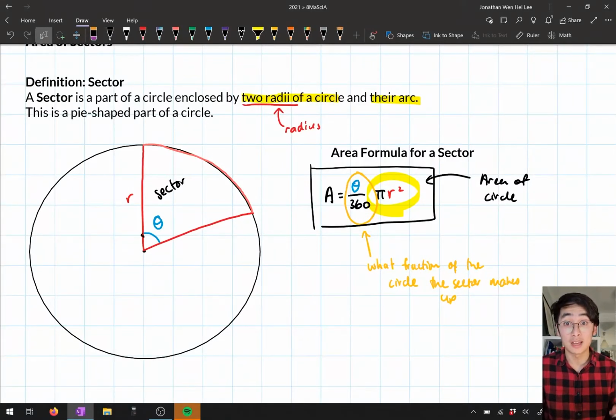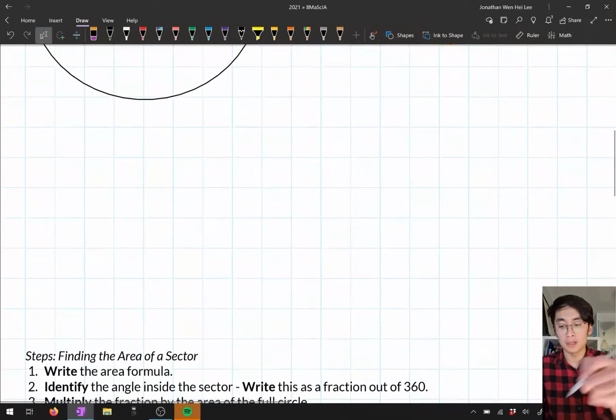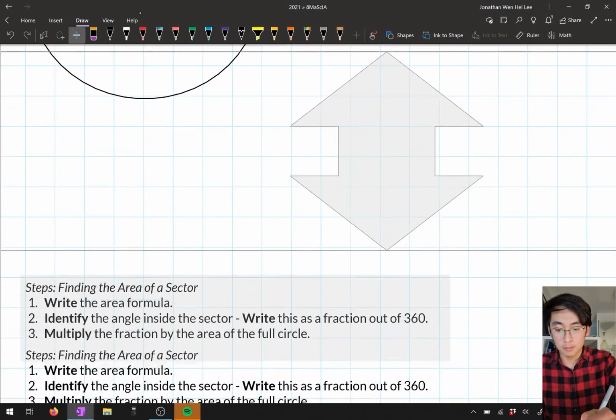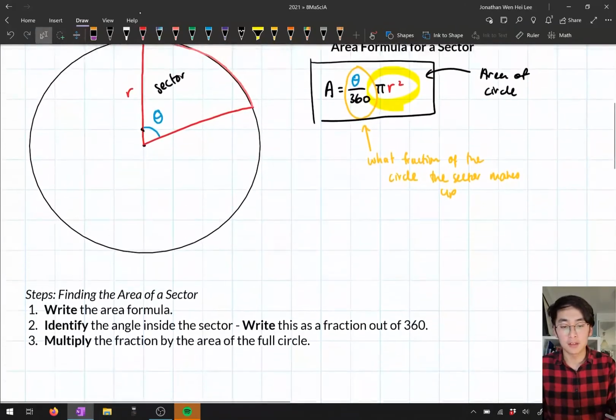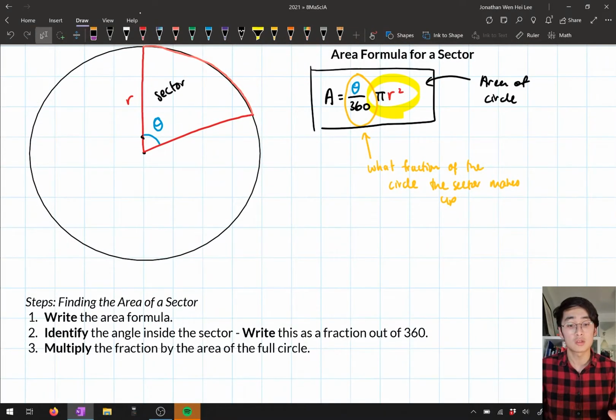So let's have a go with a couple of examples of this. Now, when we're trying to use this formula, there are a few steps. So firstly, just like we did in the previous examples, the first step we want to do is just to write this area formula, theta over 360 pi r squared.